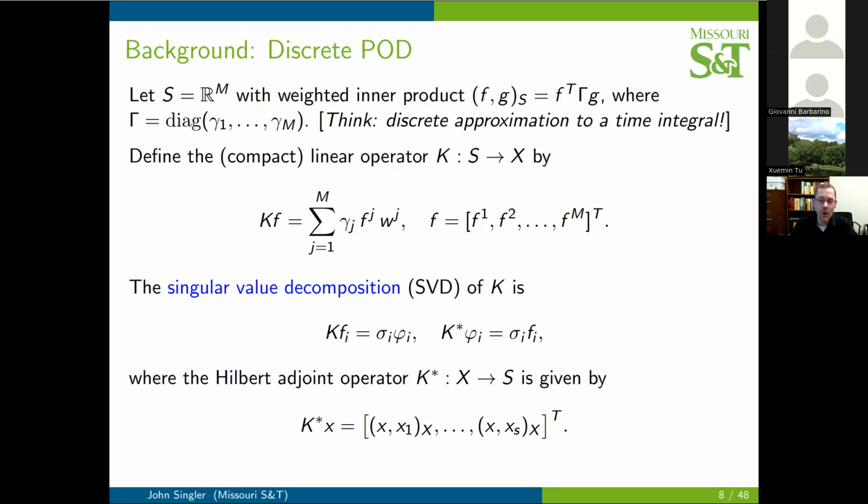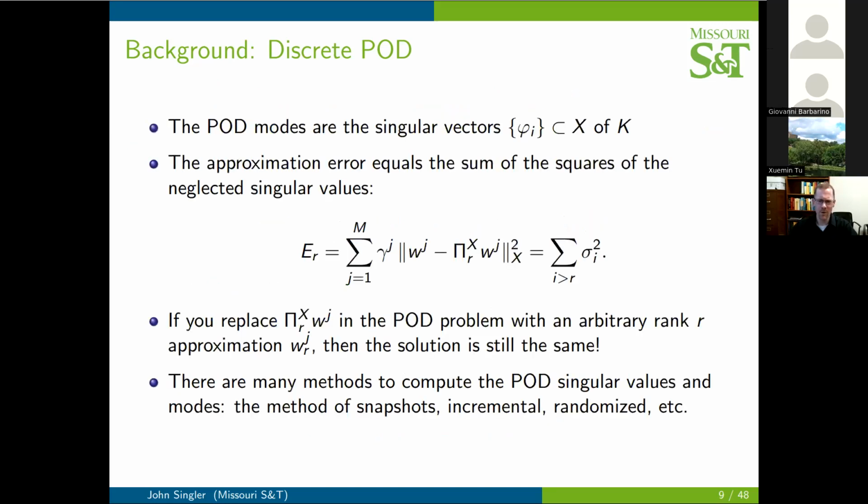In any case, the singular value decomposition looks just like it does with matrices. The formulas are there, and then you have this Hilbert adjoint, which takes something in your Hilbert space and maps it to a vector, and the formula is there. You just take inner products. Oh, and I have a typo there. It should be W's in the formula for the adjoint, W super 1 and so on. Sorry about that. But we won't need that so often.